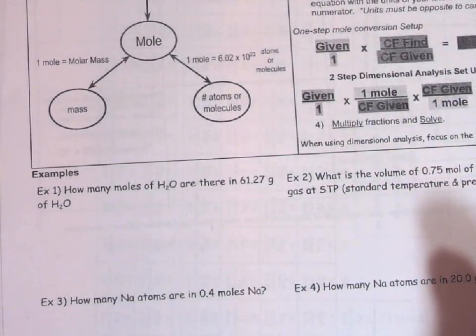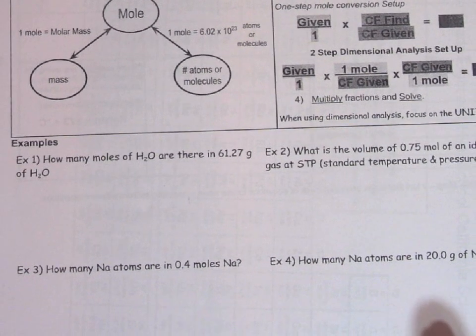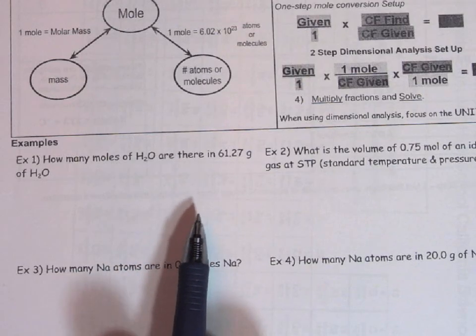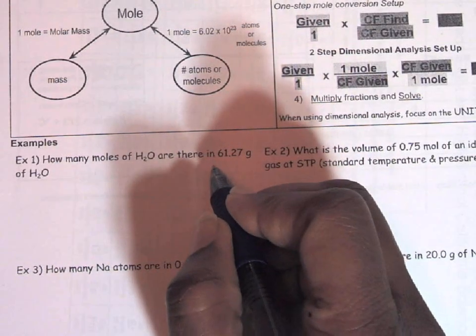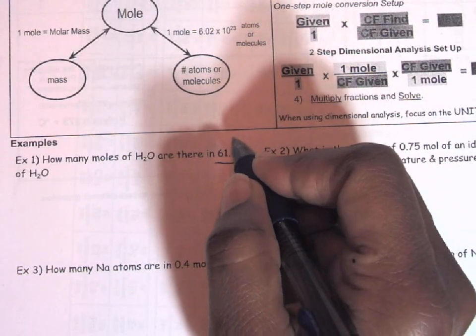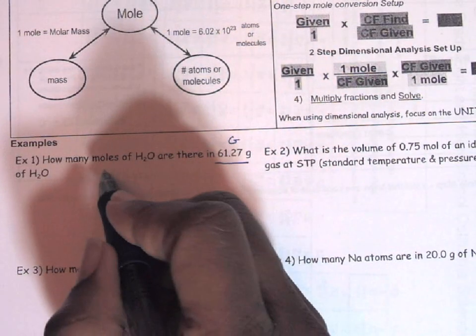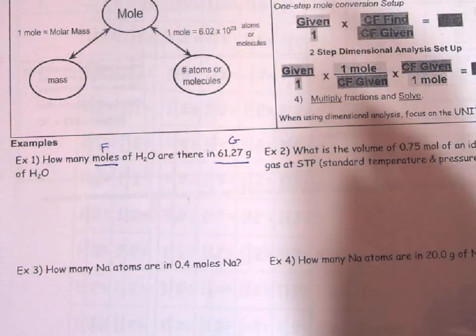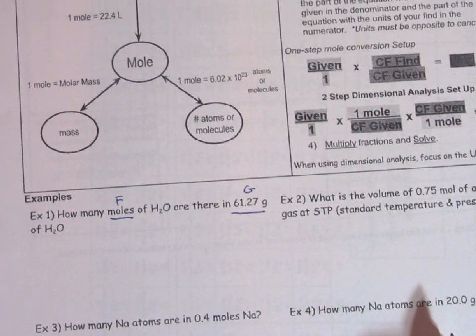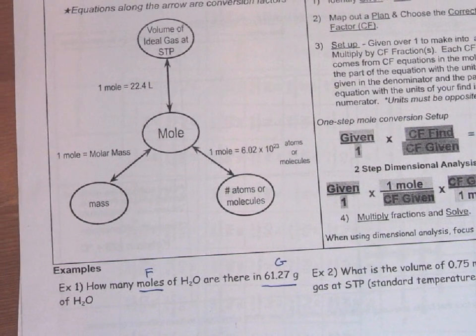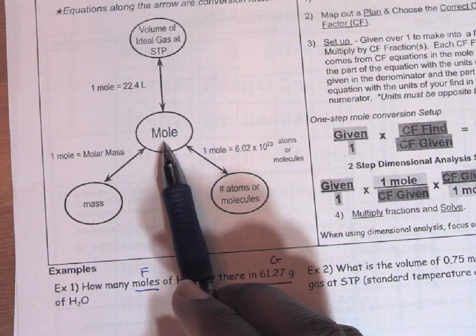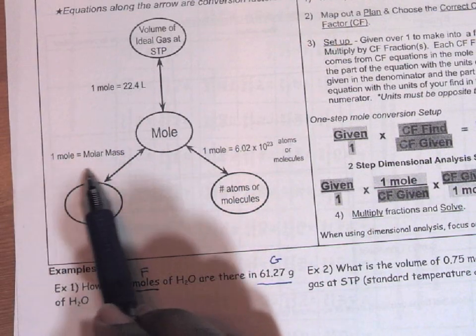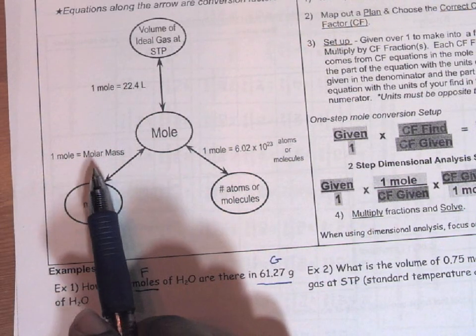Looking at the first problem, it says how many moles of H2O are there in 61.27 grams. So my given is 61.27 grams, and what I'm asked to find is the number of moles. Now I'm going to go to my mole map and figure out which conversion factor to use. My given is mass, so I'm starting here. Grams is a unit for mass, and I'm trying to get to moles. So the conversion factor I'm using is 1 mole is equal to the molar mass.